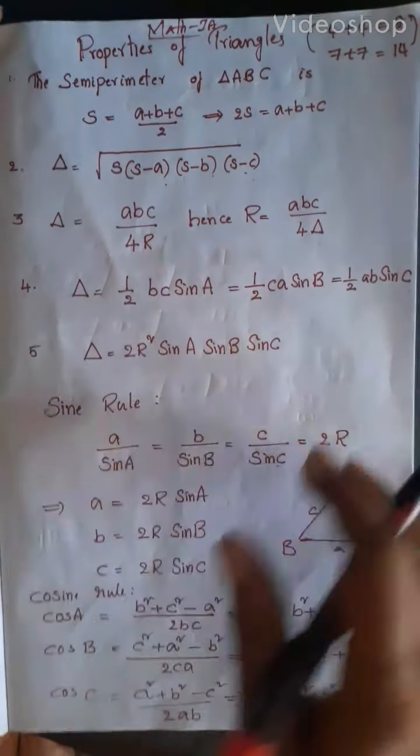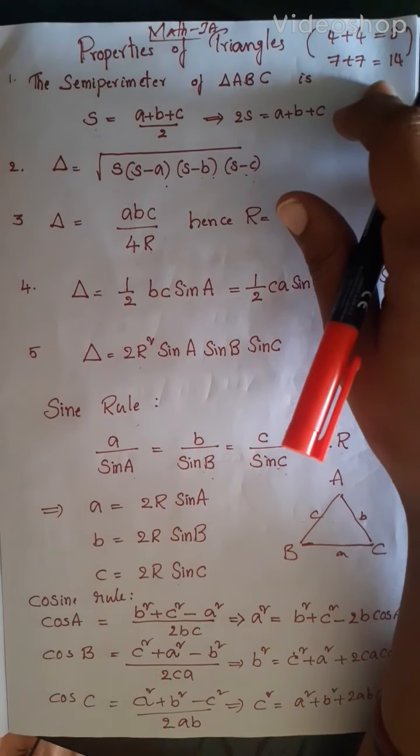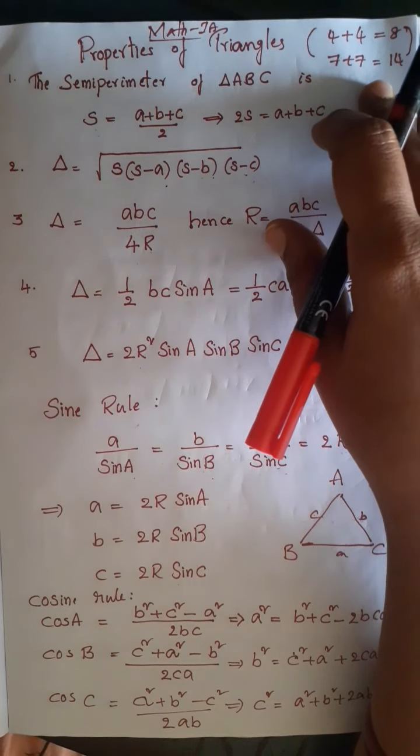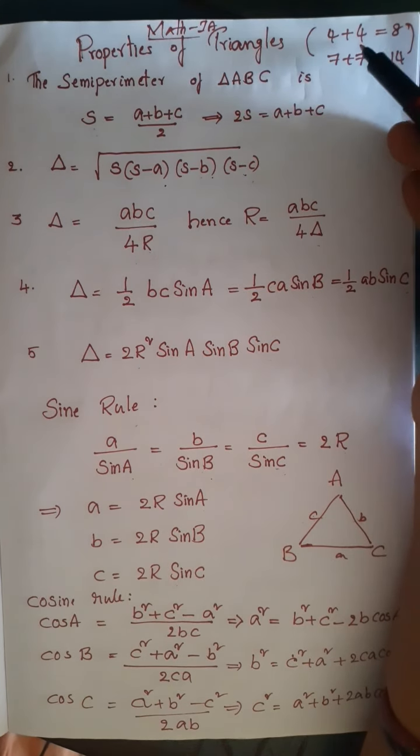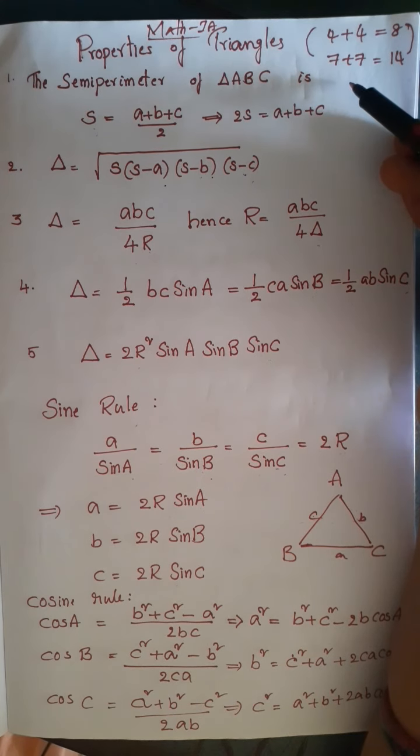Good evening everyone. Let us see the next chapter, mathematics, from Mathematics 1A, properties of triangles. From this unit you will get 2 4-marks questions and 2 7-marks questions. This is a very important unit to learn. It is a student-friendly unit, I say.